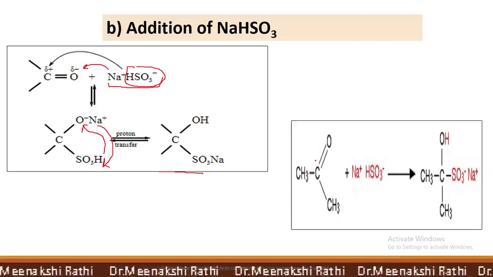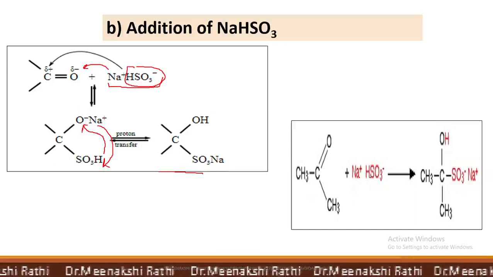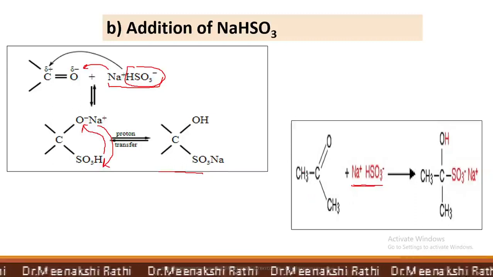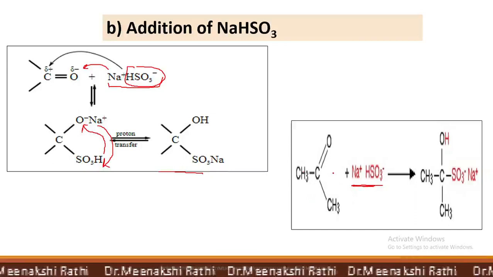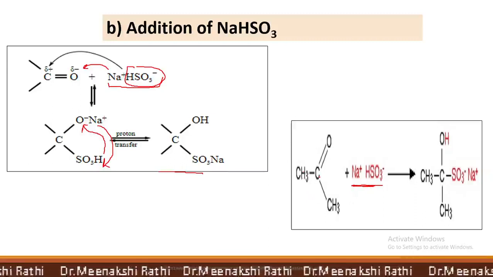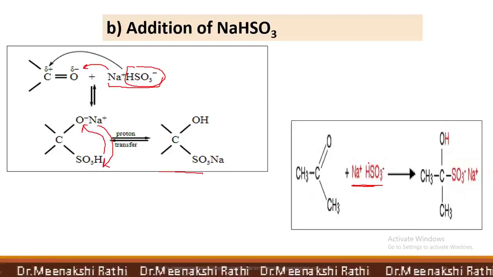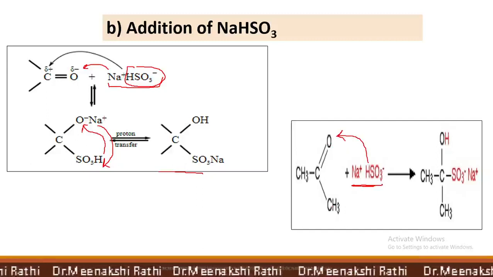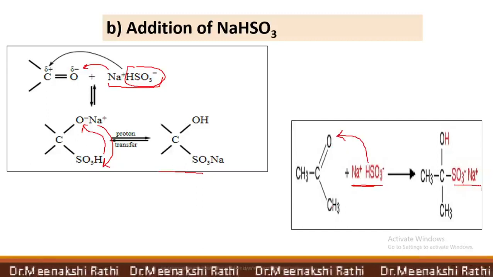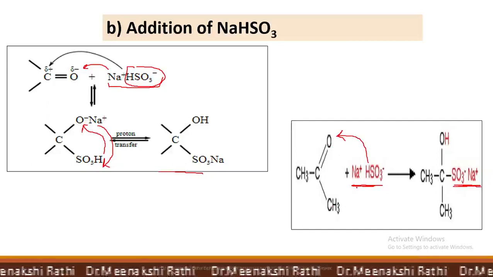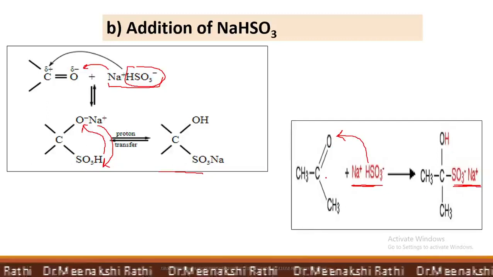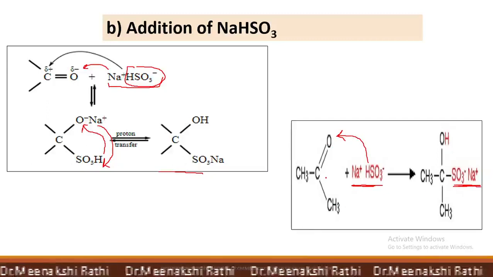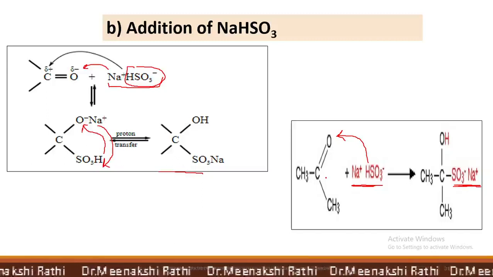Here again we can see acetone when it reacts with sodium bisulfite. Here simply we can write CH3COCH3, hydrogen goes to oxygen and this negative part, SO3Na, attaches to the carbon and we get the bisulfite addition product.